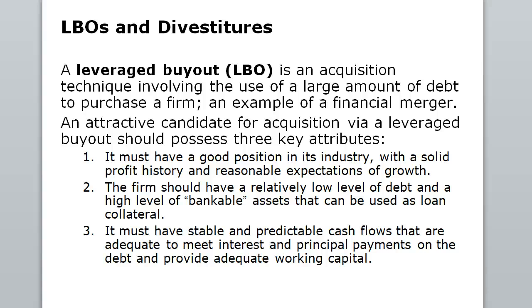Number three, it also must have a stable and predictable cash flow that is adequate to meet the interest and principal needs on the debt and provide adequate working capital. So again, Dunkin' Donuts had a reliable stream of revenue from its stores and its franchisees that could easily pay back the interest and principal on the loan, yet provide enough working capital that they could continue their expansion and aggressive advertising campaigns.